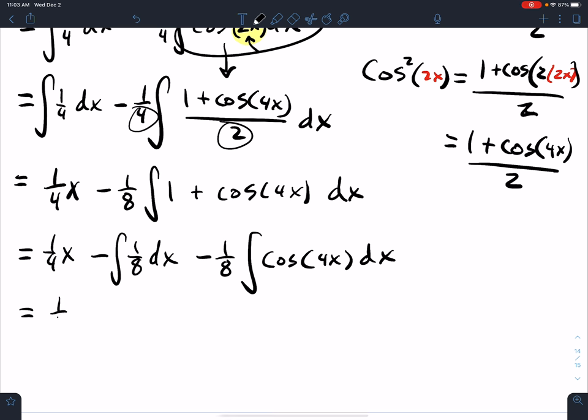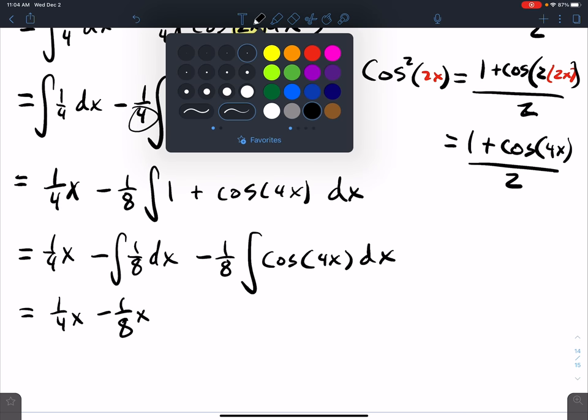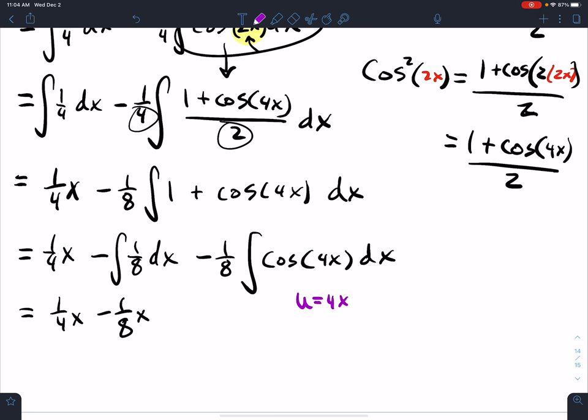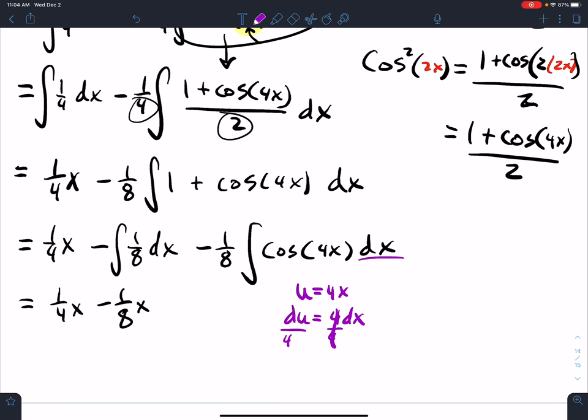So this one here, 1/4 x, and then minus 1/8 x. And here I have cosine, which is not any power, it's just cosine. So I can actually use a u substitution to fix my problem here. So u equals 4x, du is 4 dx. I don't have 4 dx, I've got dx. So I'm going to divide both sides by 4. So dx is 1/4 du. Okay, so that's 1/4 du there.